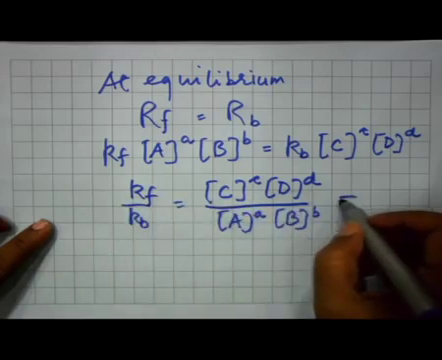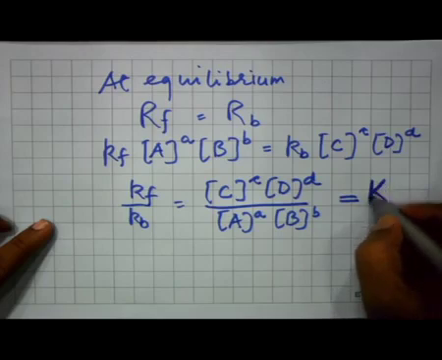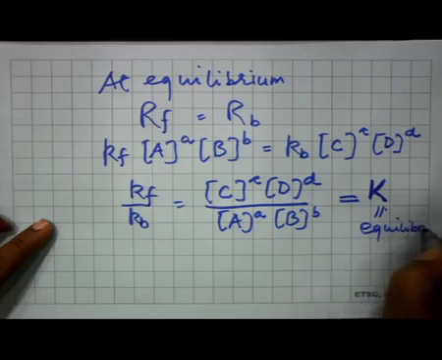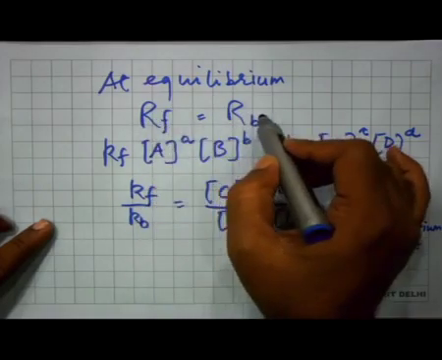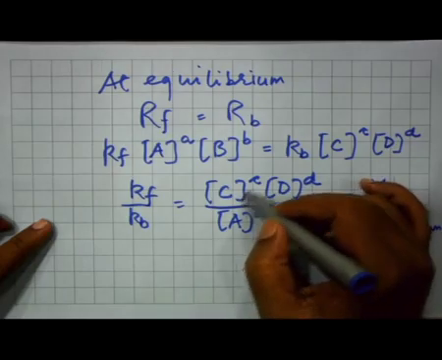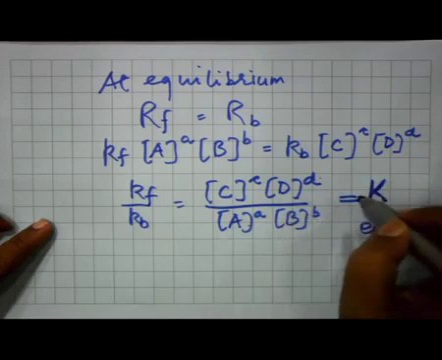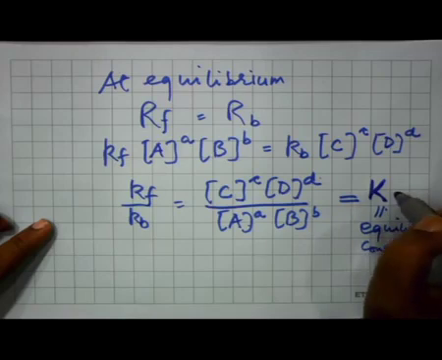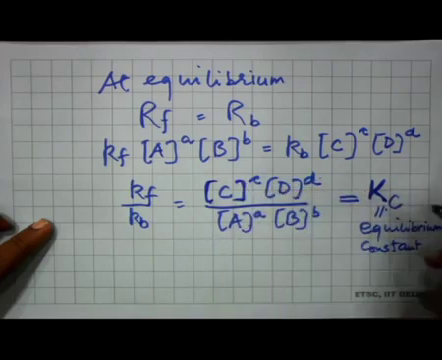And since Kf and Kb are constant, you can write K. And this K is called the equilibrium constant. So, you can see that if I use the condition Rf is equal to Rb, then we get this formula where [C]^c [D]^d divided by [A]^a [B]^b will give you a constant, and that constant is called the equilibrium constant. And since here we are taking concentration, this is also known as Kc.